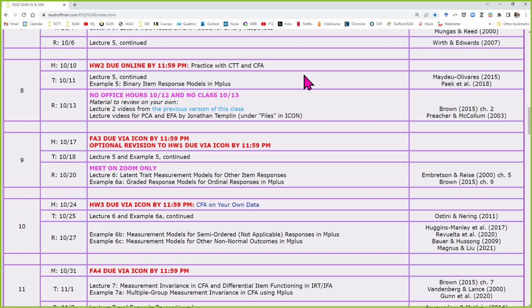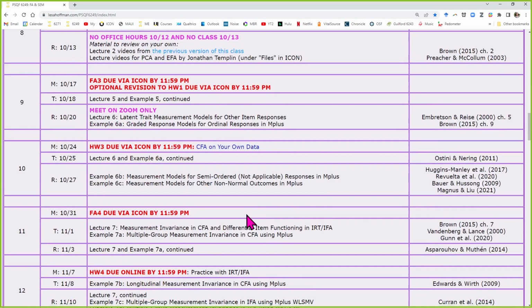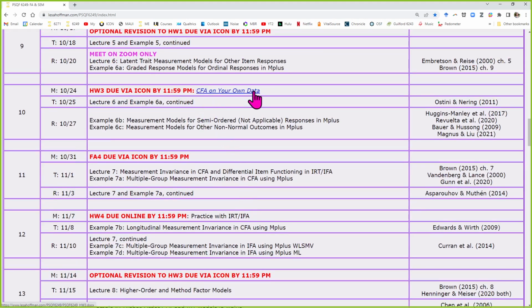The objective is for you to get used to writing code and searching through the output to find all of the things, as well as processes involving likelihood ratio tests, so that you can get practice ahead of doing your own data, which is assignment 3 that has been posted here for the 24th.